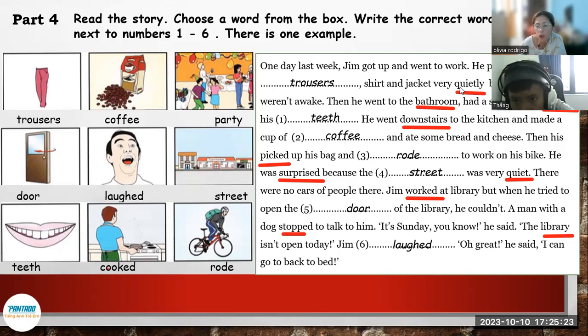This one. Read the underlined words. Quietly. Cleaned. Downstairs. Picked. Surprised. Worked. Library. Stopped. Okay, very good.